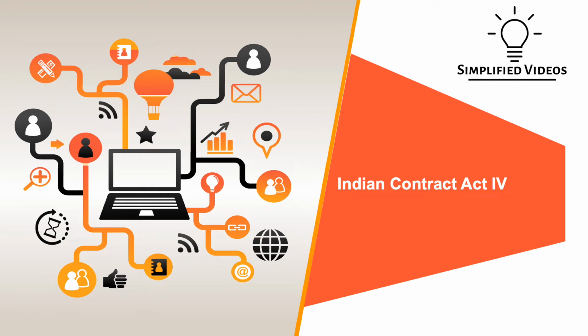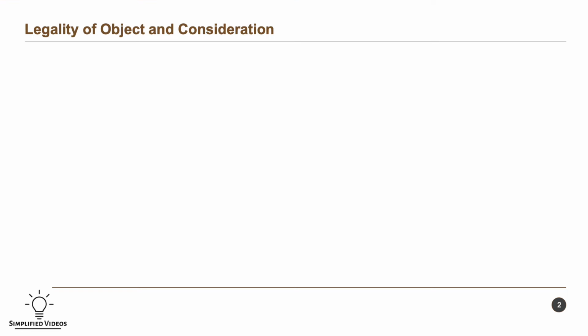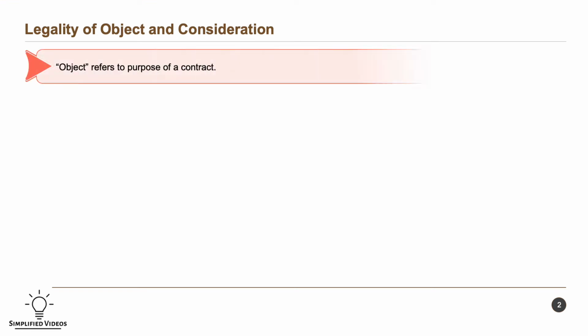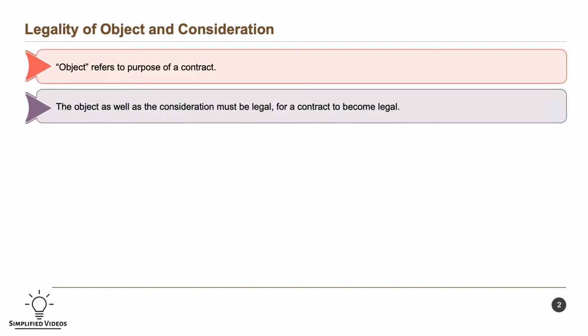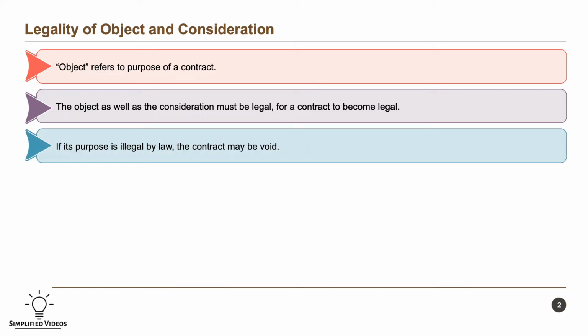In this video, we are going to cover an interesting topic on Indian Contract Act Part 4: Legality of object and consideration. Object refers to the purpose of a contract. The object as well as the consideration must be legal for a contract to become legal. If its purpose is illegal by law, the contract may be void.